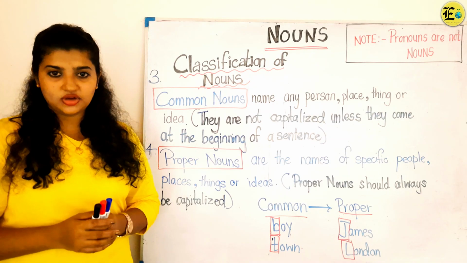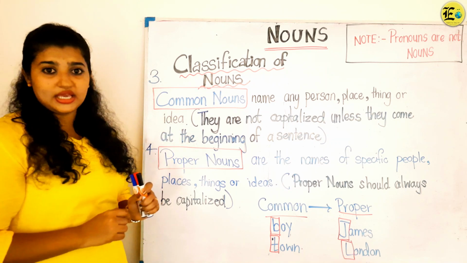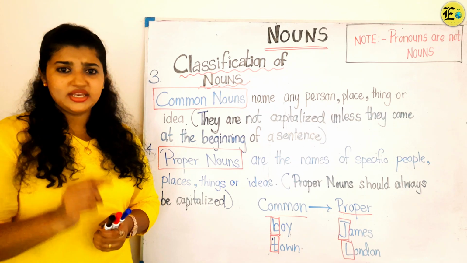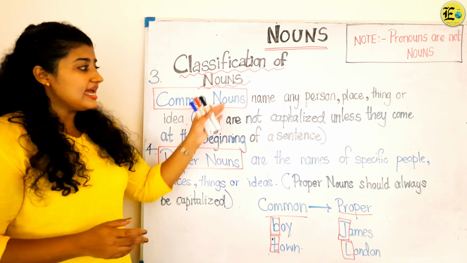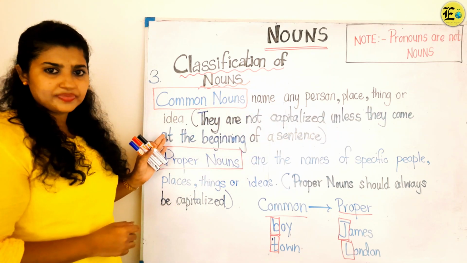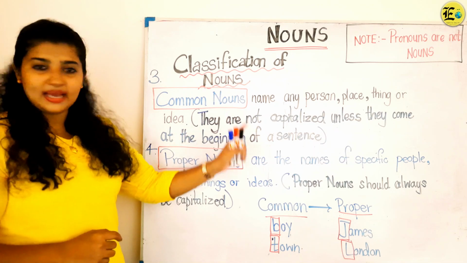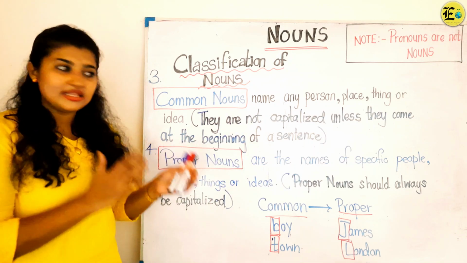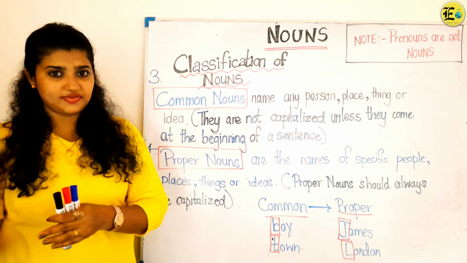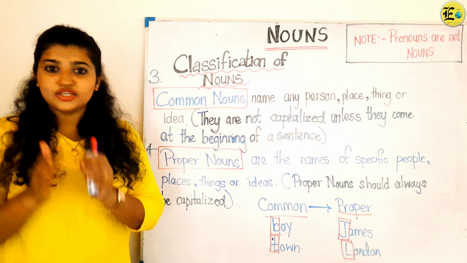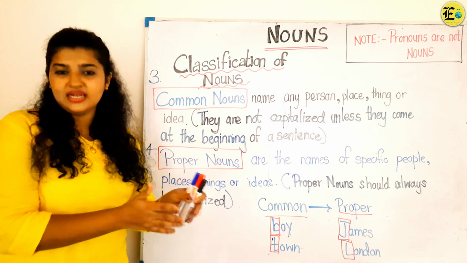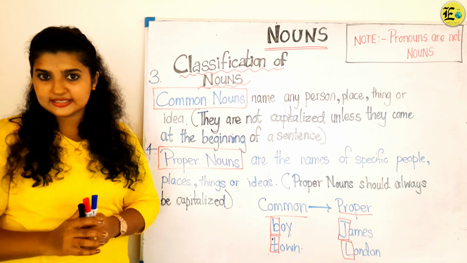The third important topic under our classification of noun is common nouns. What is a common noun? A common noun can be briefly explained as a name of any person, place, thing, or an idea. But remember, they are not capitalized unless they come at the beginning of a sentence. So if we use a common noun at the start of a sentence, you should capitalize the common noun. But if you use the common noun in the middle of the sentence, you shouldn't capitalize it.